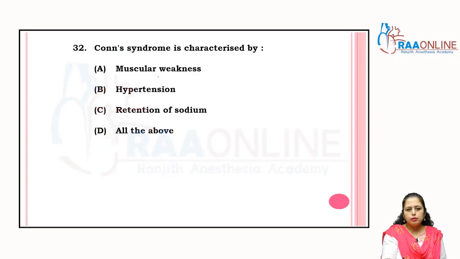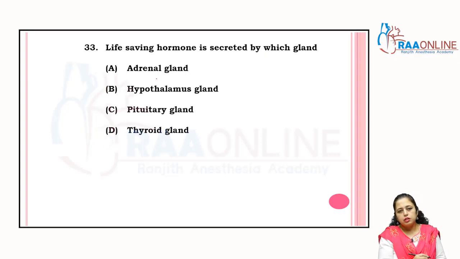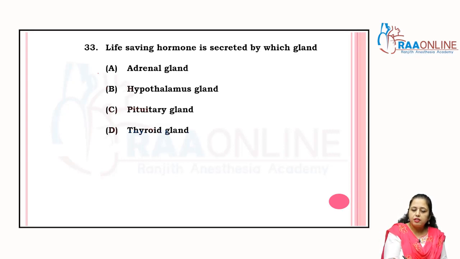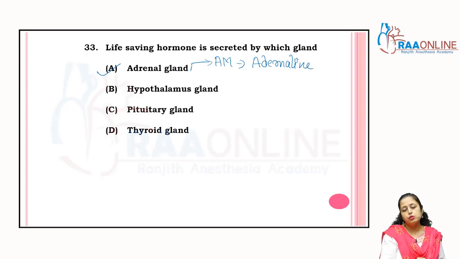Clear? Now come to the next, question number 33. Which gland secretes the life-saving hormone? The life-saving hormone is secreted by the adrenal gland, specifically by the adrenal medulla. That life-saving hormone is known as adrenaline, which is also known as epinephrine. Clear?